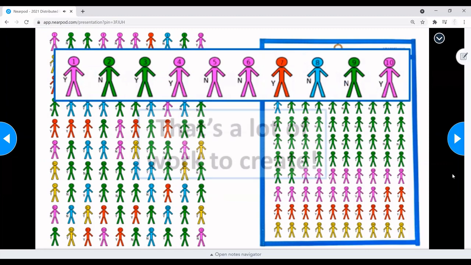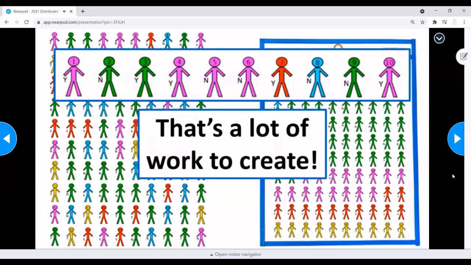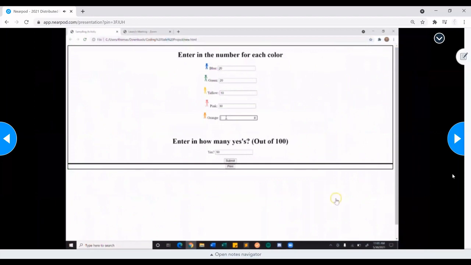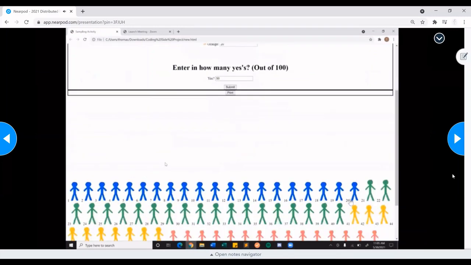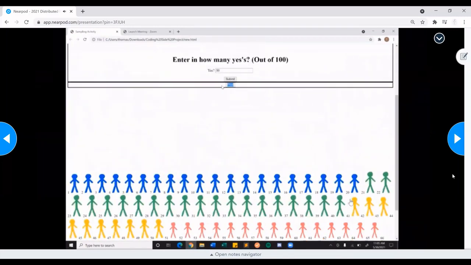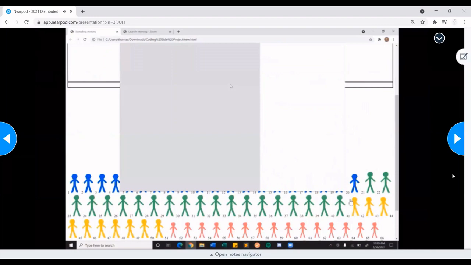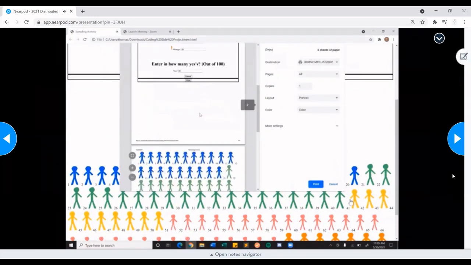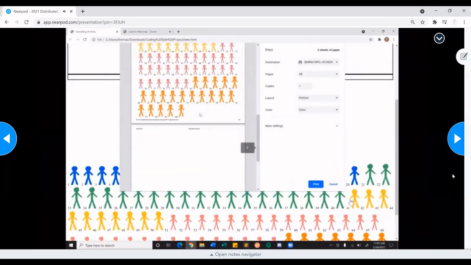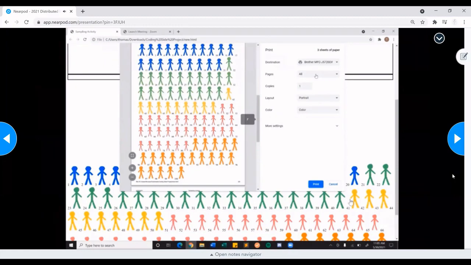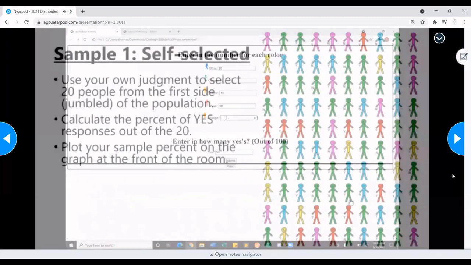You'll notice that's a lot of work to create. Luckily, I do have a particular former student who is coding a web page that will allow you to input the details for a fictional population, and it will produce a printable PDF of both pages for you to use. I'll be posting that link along with the activity materials as soon as it's ready, hopefully no later than mid-August.